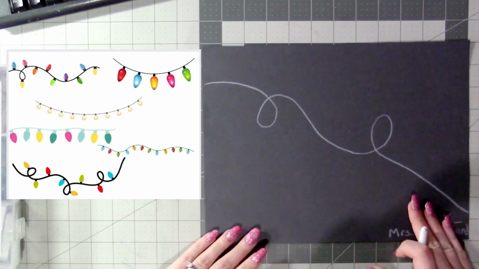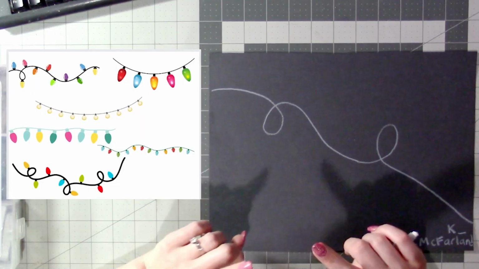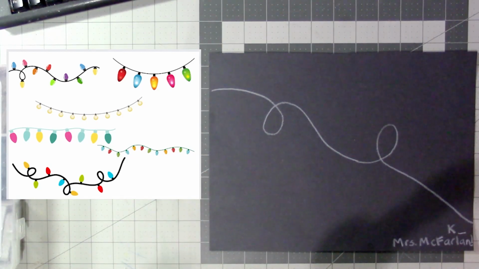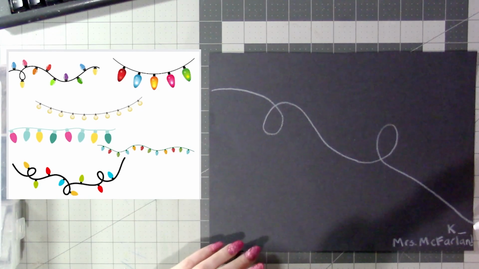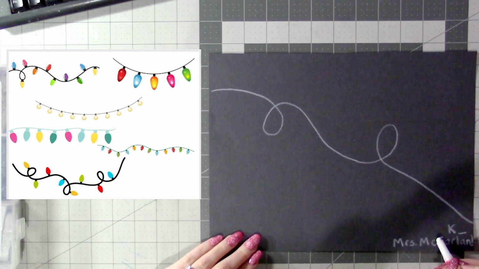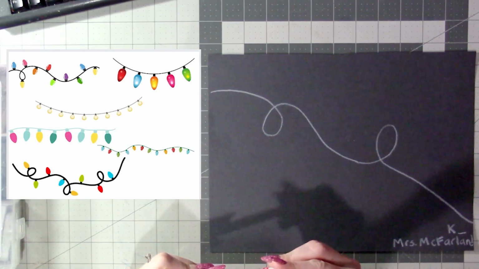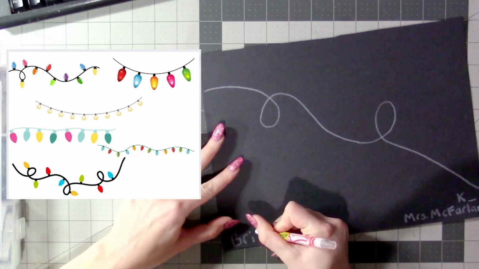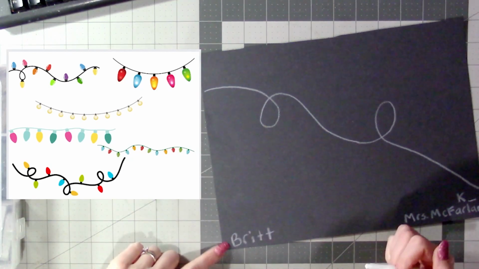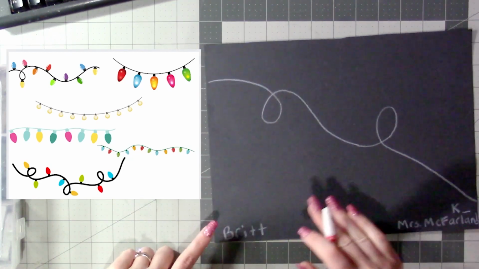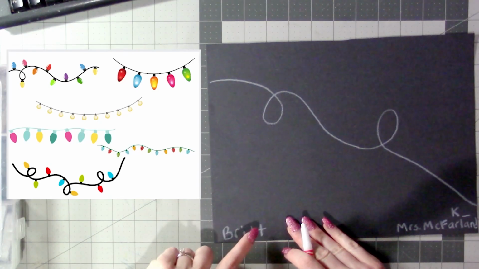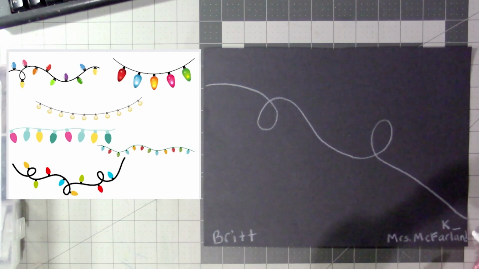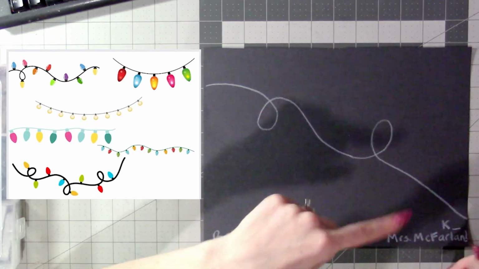Okay, good. Now we're going to draw our light bulbs. So you need to have enough light bulbs for your name. So my name is way too long to do this project. Look at all those letters. So I am just going to do this. This is a nickname. So I'm going to need 1, 2, 3, 4, 5 light bulbs. And you guys are going to need however many light bulbs you have letters in your name.